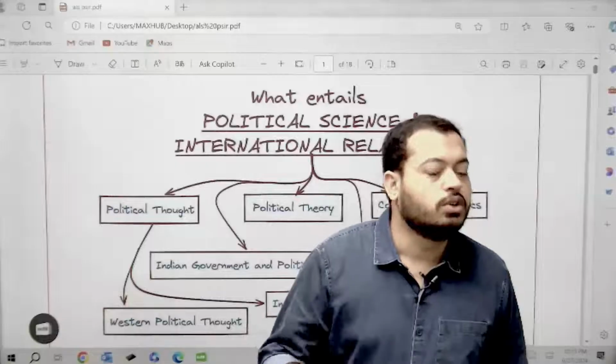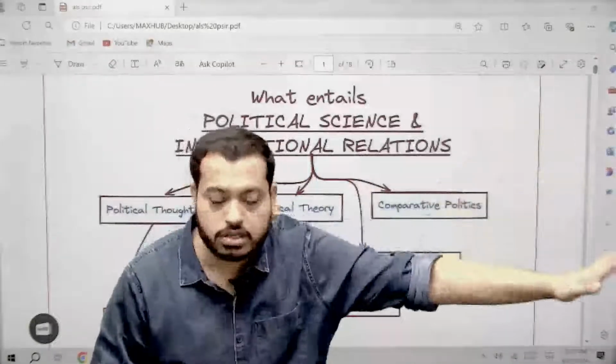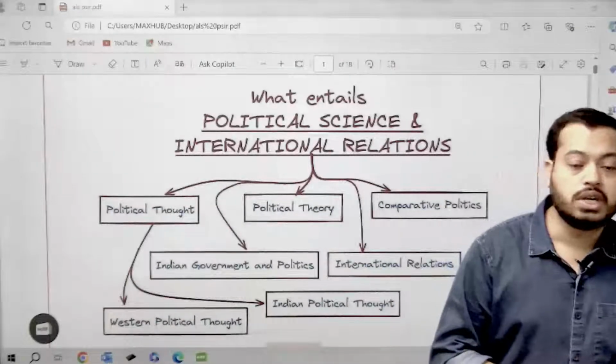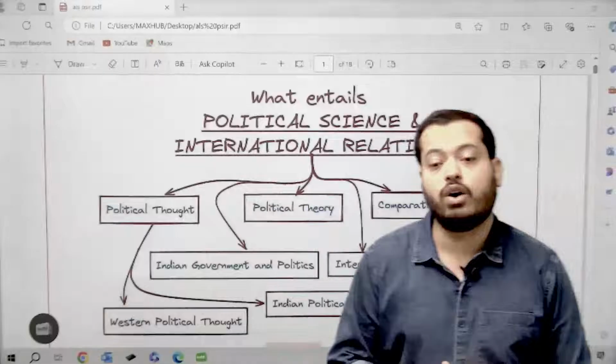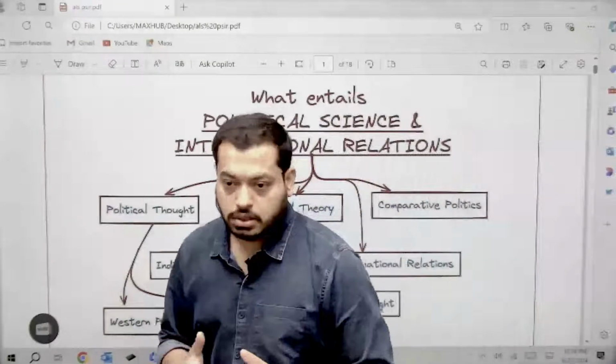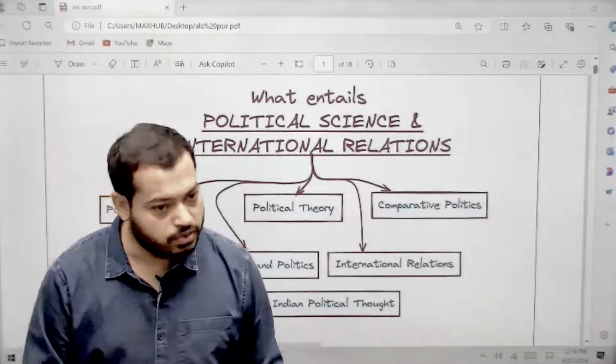So you will understand that first of all we'll do these political ideas, political thoughts, and once you are aware of these concepts, then we jump into the understanding of how the Indian government works, how the Indian constitution works. Okay, and first we'll talk about the constitution.